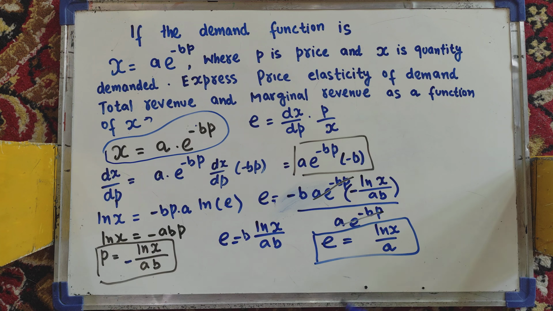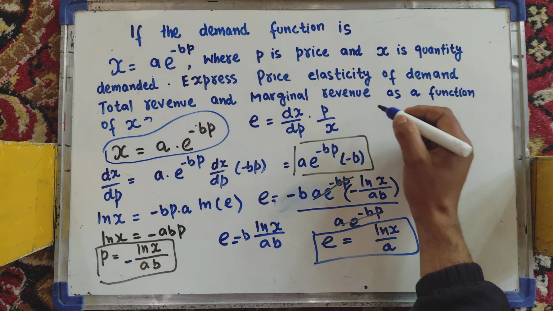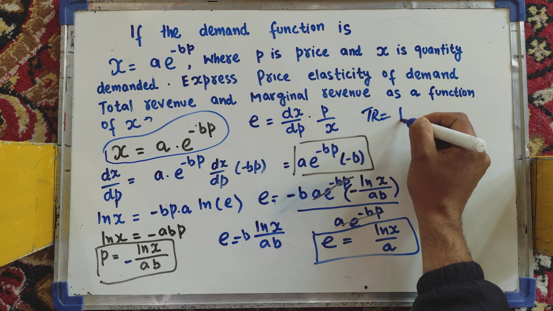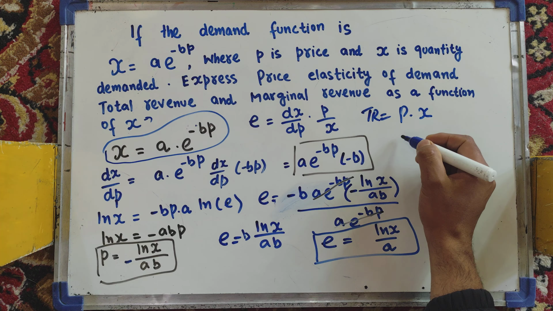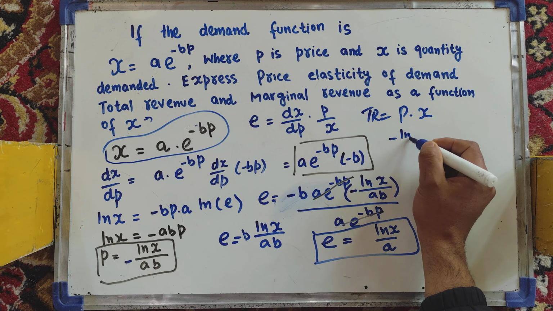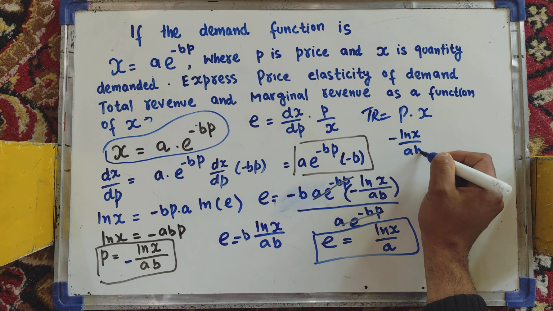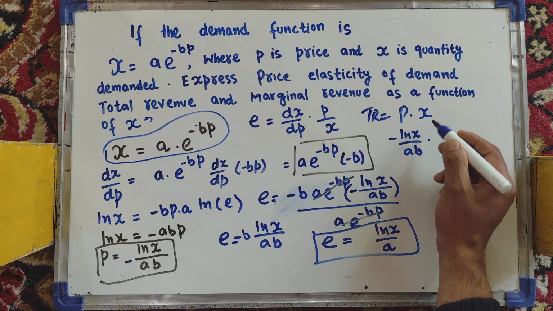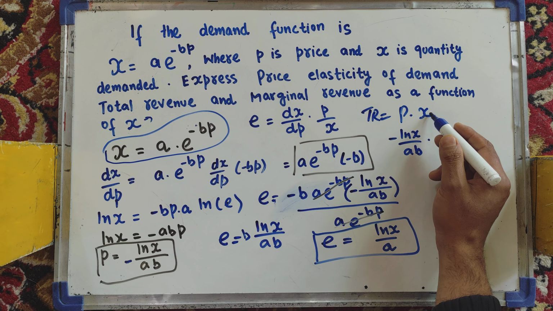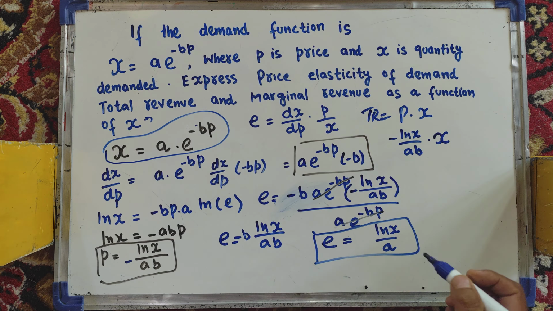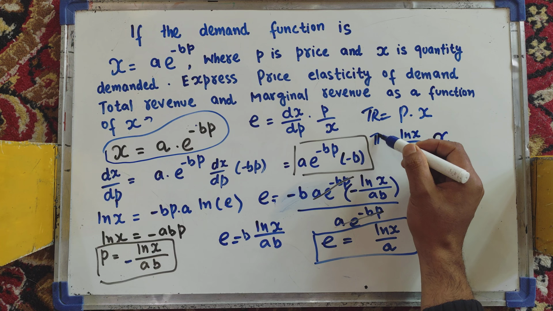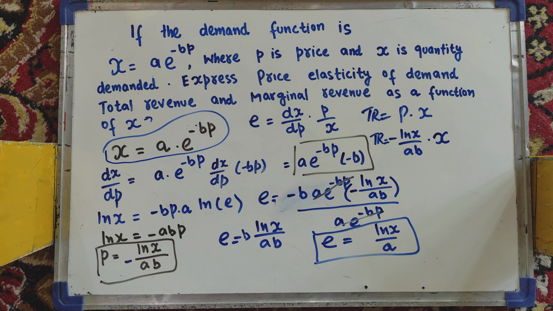Likewise we have to find out total revenue. As we know, total revenue is simply price into output. Since we got p as this very term, p is ln of x upon ab, times x. This will be our total revenue here.